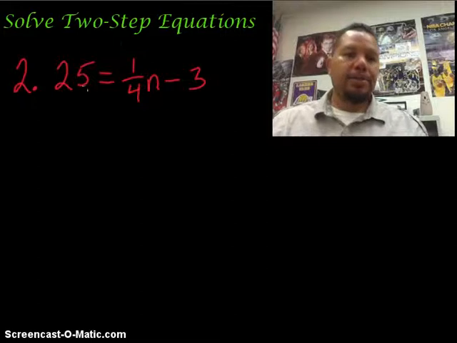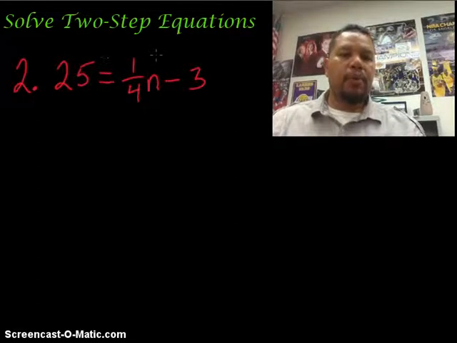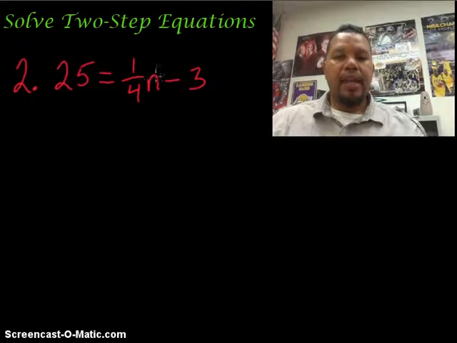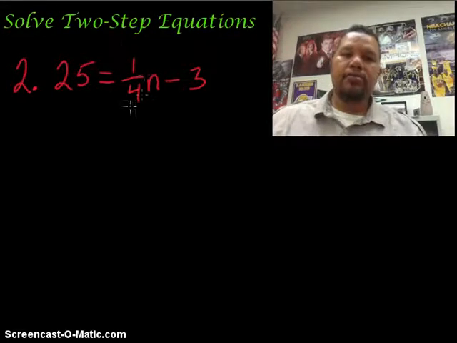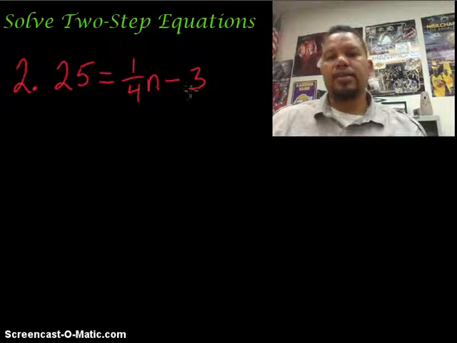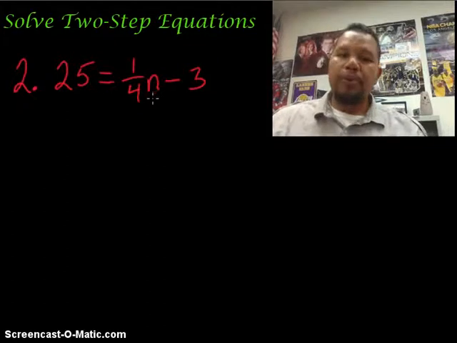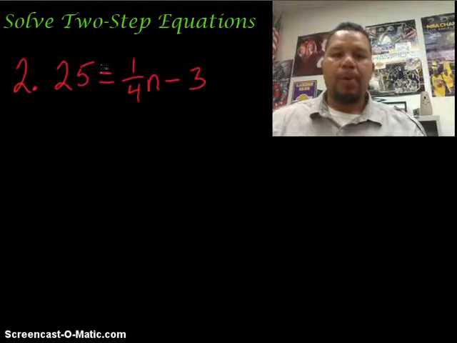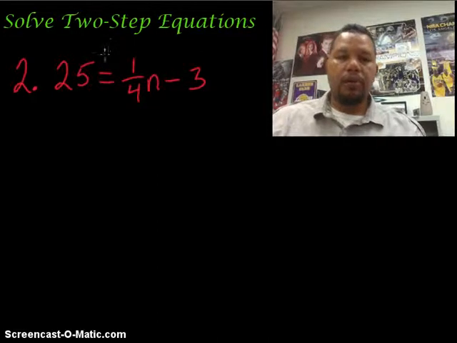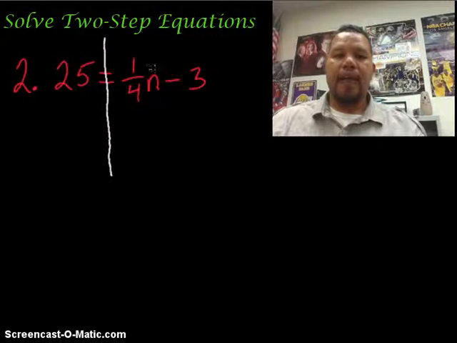Here is another example of a two-step equation. It's just in a different format, but I know it's a two-step equation because here is my variable n, and n is being multiplied by this number 1/4 and subtracted by this number 3. So two operations, two steps. I still want to use my properties of equality, so I'm going to draw my line here to let me know my left and my right side. And I want to isolate for n on the right.